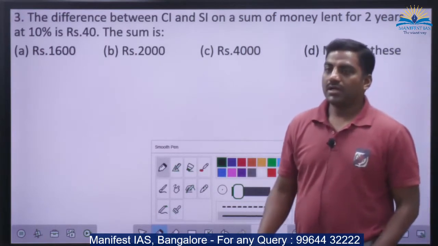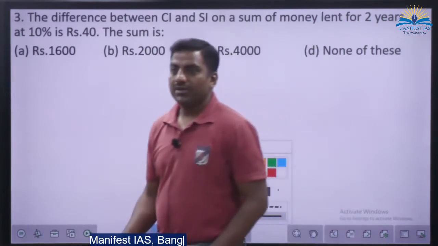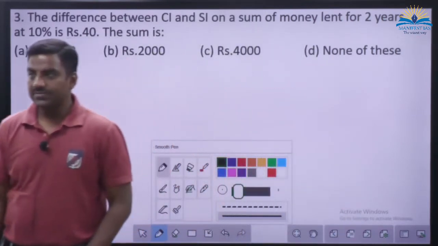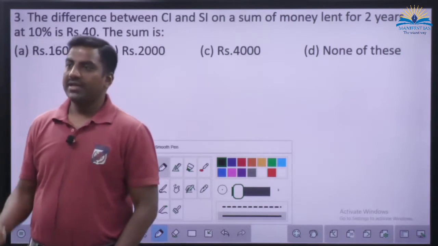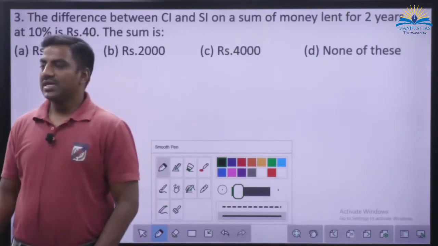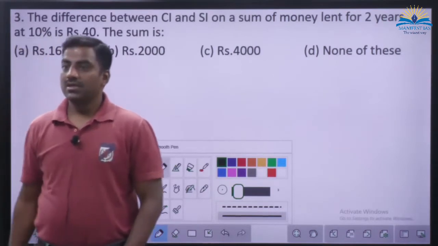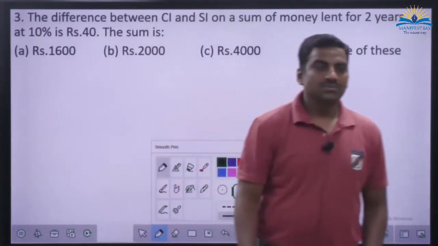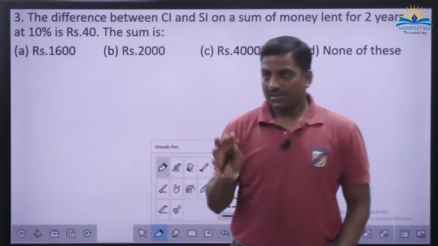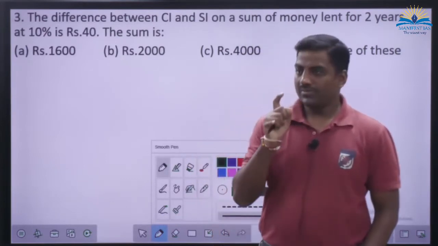Tell me, when it comes to the calculation of simple interest and compound interest, for the first year, if you are calculating at the end of 1 year, is there any difference? No. Why is there no difference? Principal amount is given. The difference is not there because the principal amount is the same.